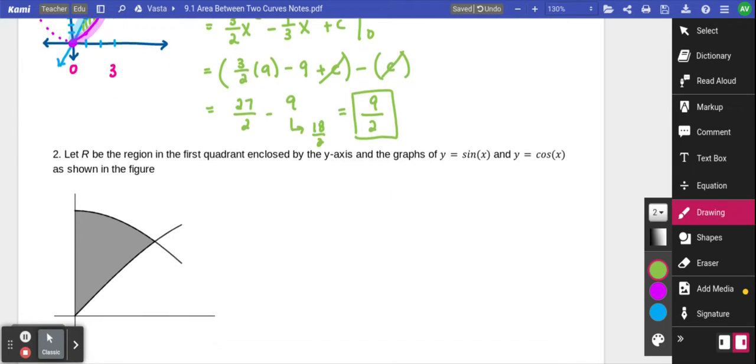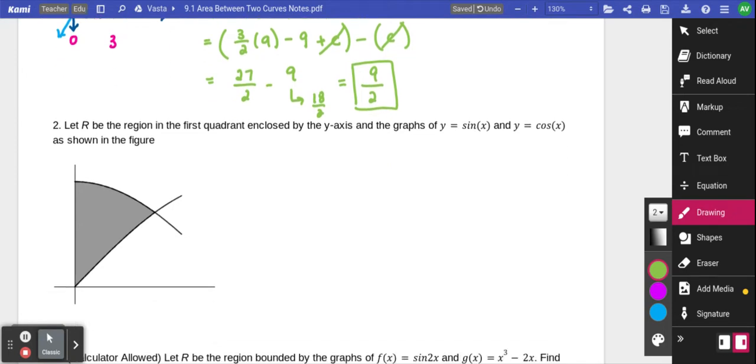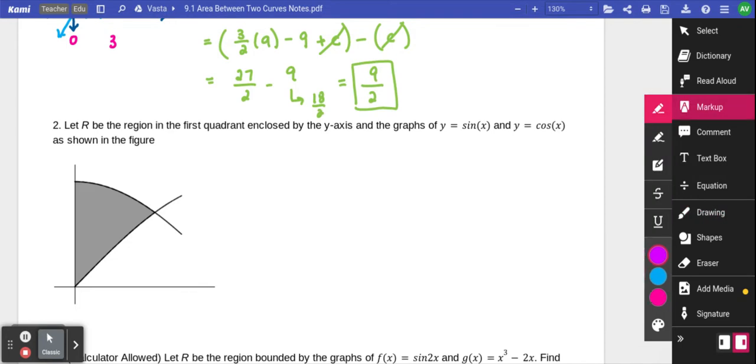Let's go ahead and look at another example. Now, this is actually going to be a calculator question. It says here, let R be the region of the graph enclosed by sine of x and cosine of x, as shown in the figure. R is going to be the region in the first quadrant. Step number 1 is figure out which one of these graphs is which.